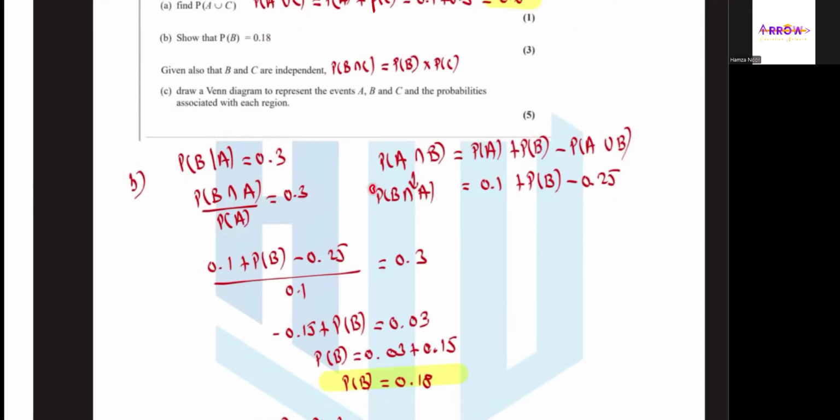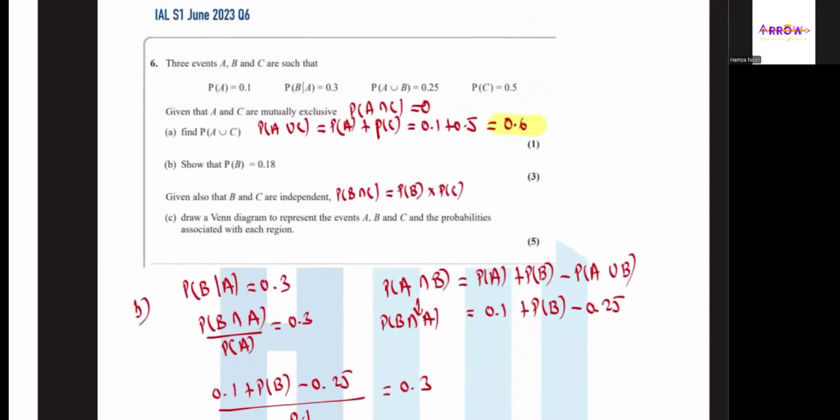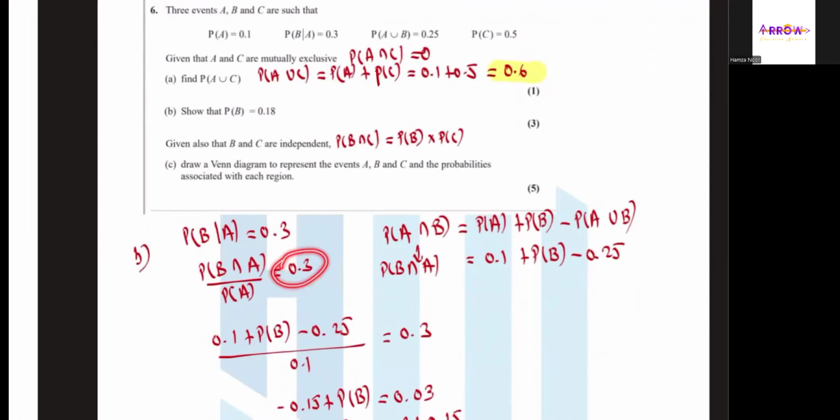B intersection A is the same thing as A intersection B. Agreed with this? And to find A intersection B, we use the probability of A plus the probability of B minus the probability of A union B. A is given to us as 0.1. B is unknown, we don't know B yet, but A union B is given to us as 0.25, and B given A is given to us as 0.3.